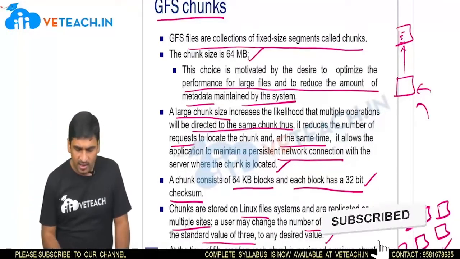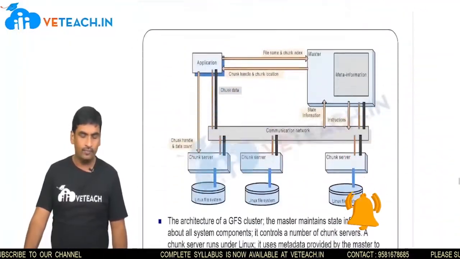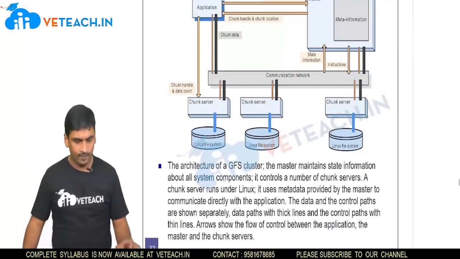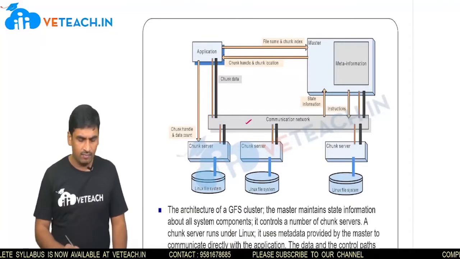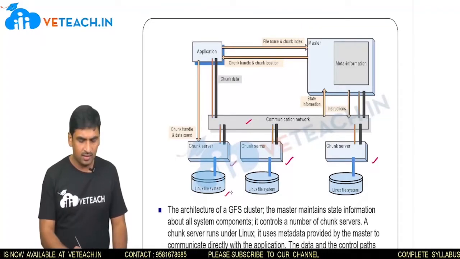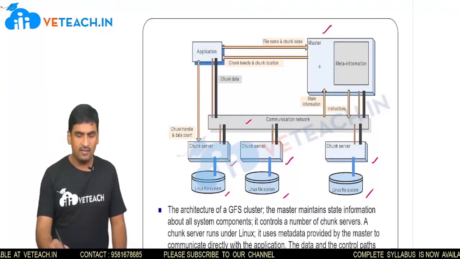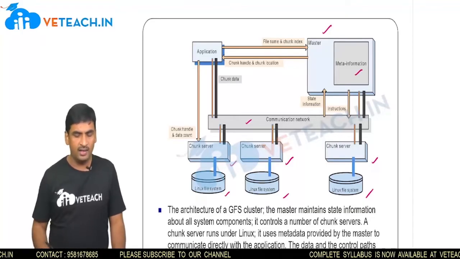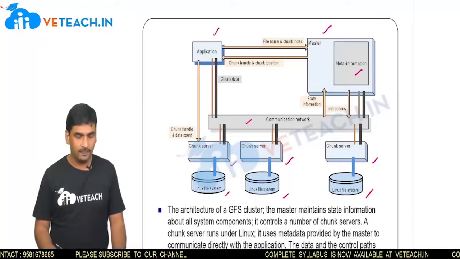At the time of creation, each chunk is assigned a unique chunk handle. The architecture of a GFS cluster is shown here. We have the communication network and a number of chunk servers. Each chunk server is allotted a Linux file system here. The master maintains the metadata of the chunks, the meta information of the chunks. The applications interact with the chunk servers.